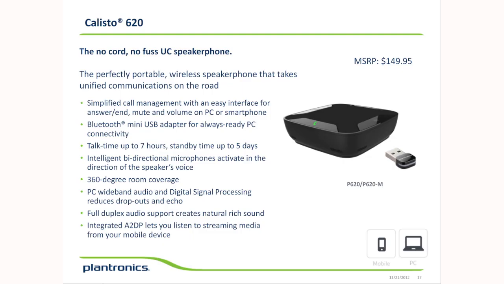The Callisto 620 is a wireless speakerphone that connects to both the PC and your smartphone. It's got great call management between both devices that allows you to easily answer or end and mute any of your calls. It features that Bluetooth USB adapter, which is how you get the connectivity to the PC, very similar to how the Voyager Legend UC works.